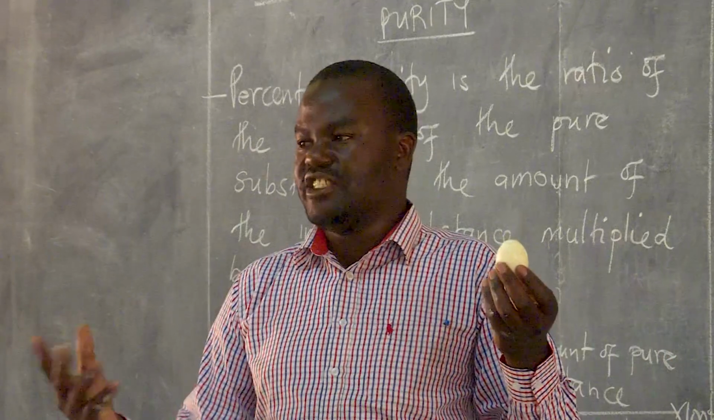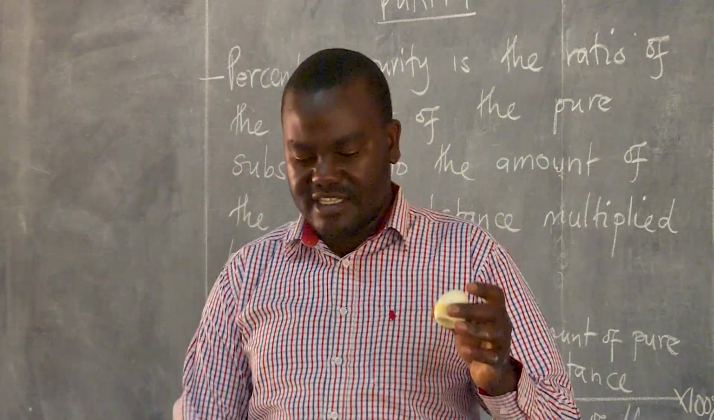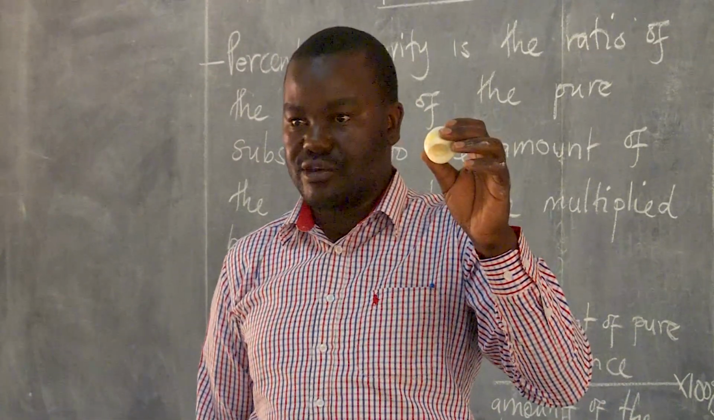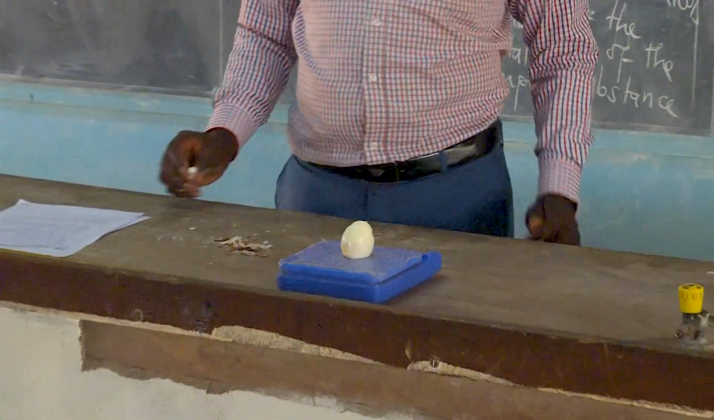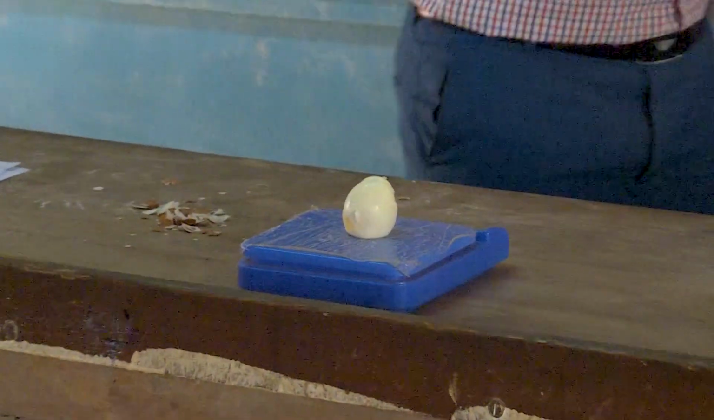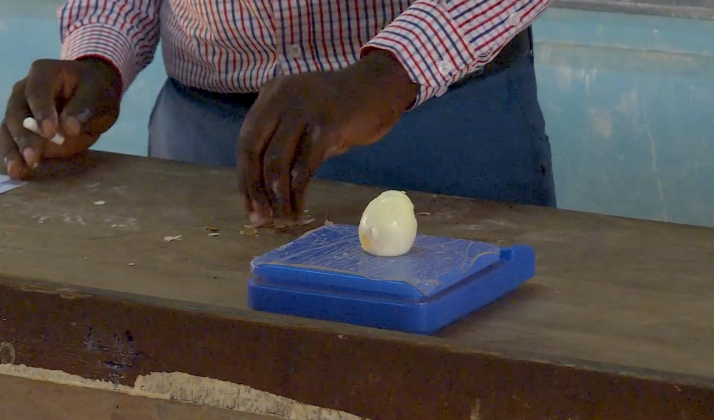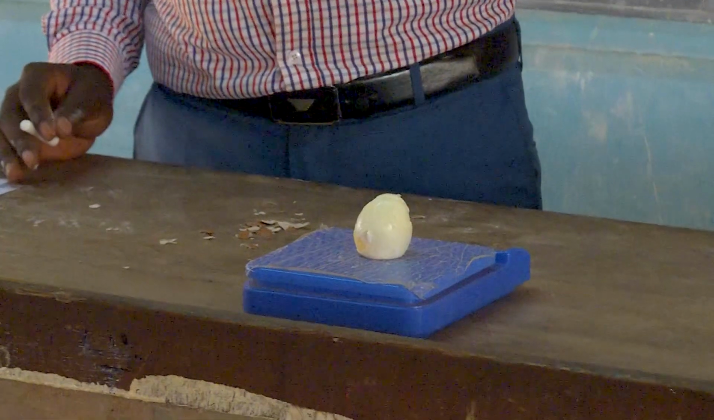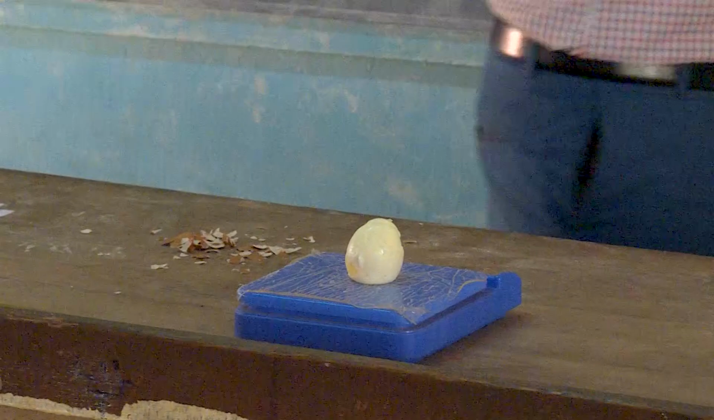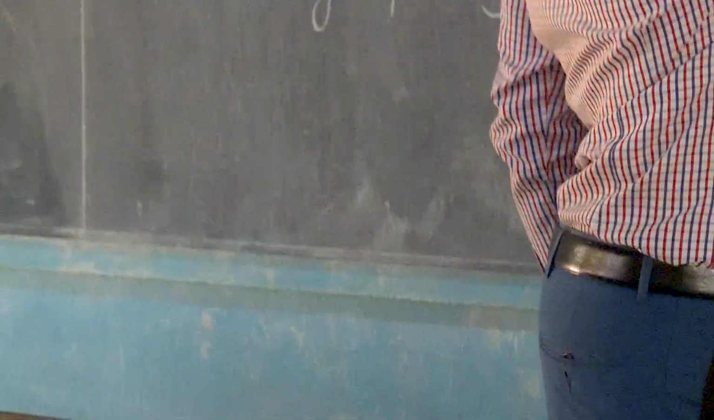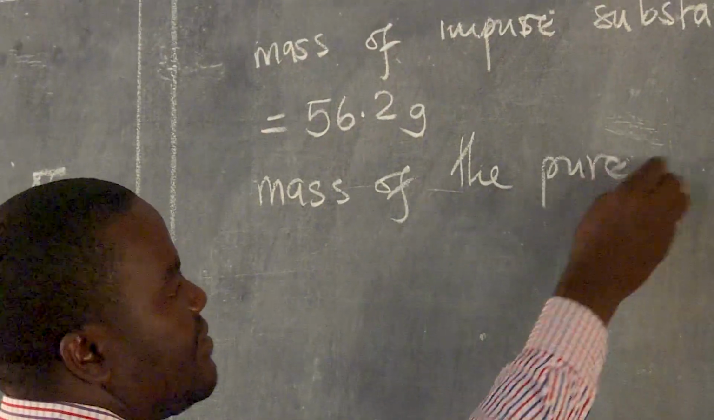Since what I want to determine is the percentage purity, I will reweigh my egg, this time without the eggshells. After reweighing, without what I termed impurities, the shells, I now have a new mass. This is the mass of the pure substance.